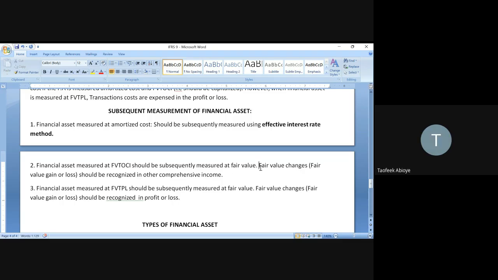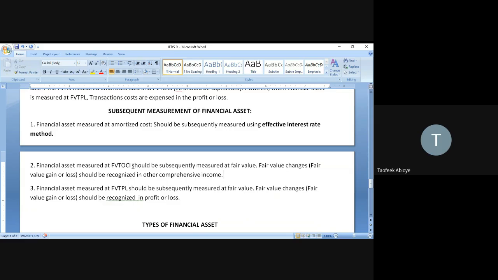So that fair value gain, we understood it, that 2 million naira extra. At the end of the financial year, we must measure our financial assets. What is the fair value? If you now discover that it is now 12 million, so there is an increase, that increase is called fair value gain. But if it is a decrease, it is called fair value loss.